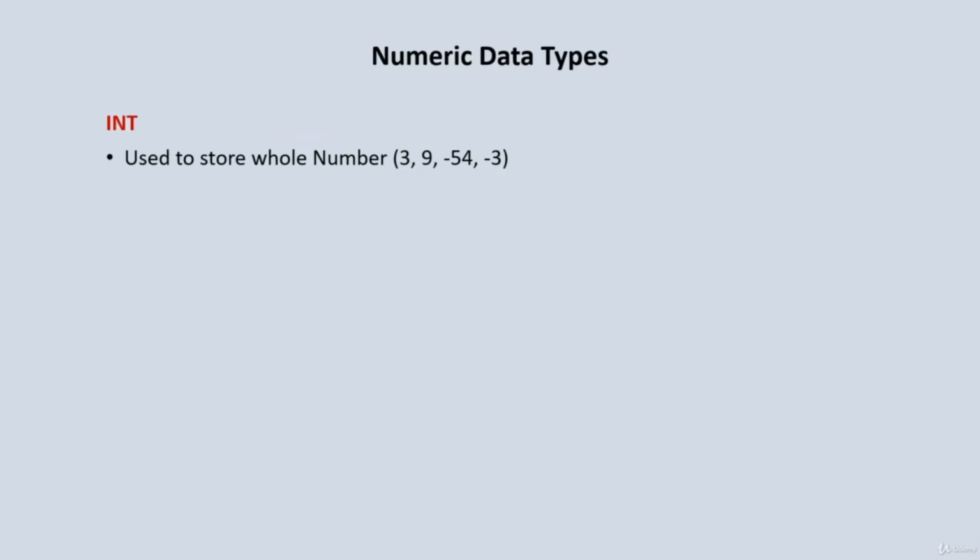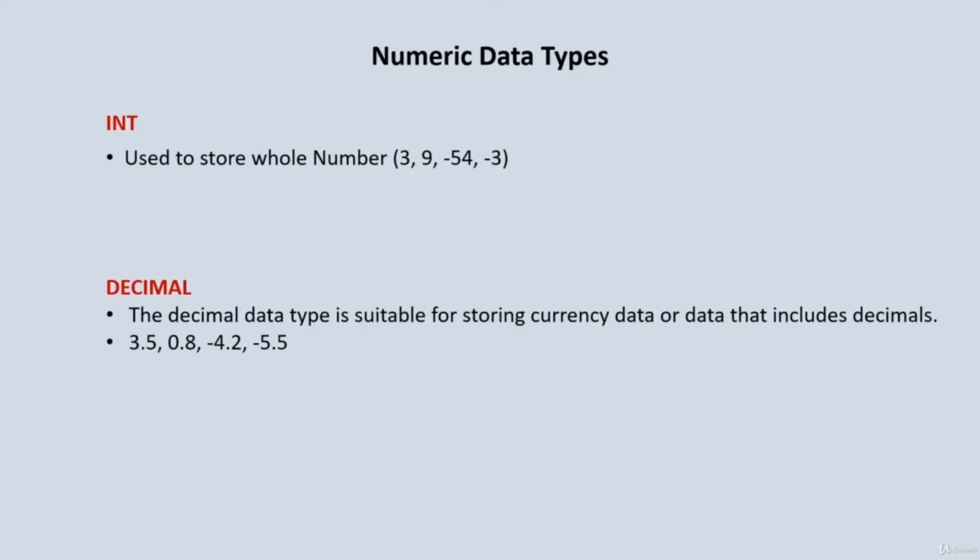If we look at the int data type, we can use it to store all numbers. 3, for instance, 9. It takes on both positive and negative values. So -54, -3. All of these can be stored under the int data type. Decimal data type is used to store values that have decimals, and it can also take on both positive and negative values. 3.5, 0.8, -4.2, -5.5.